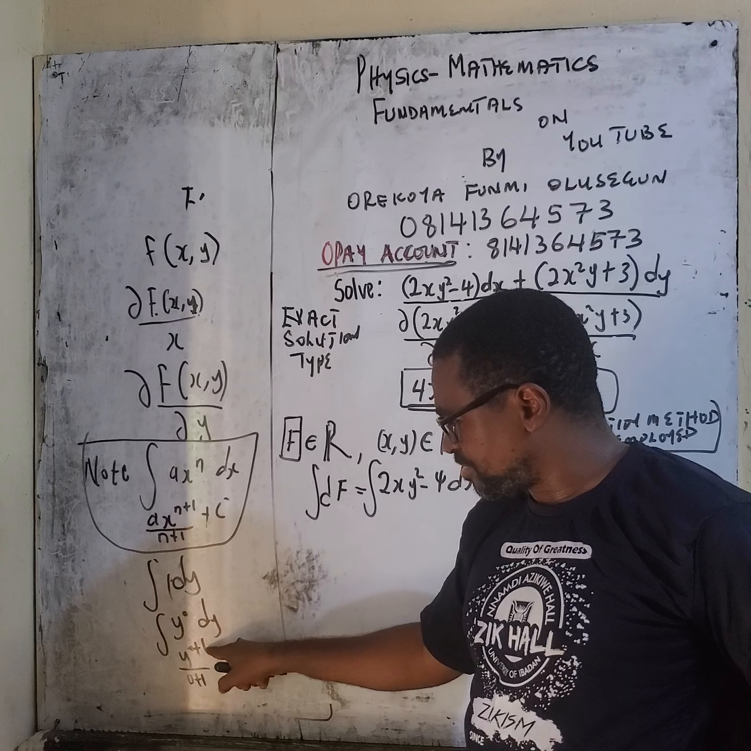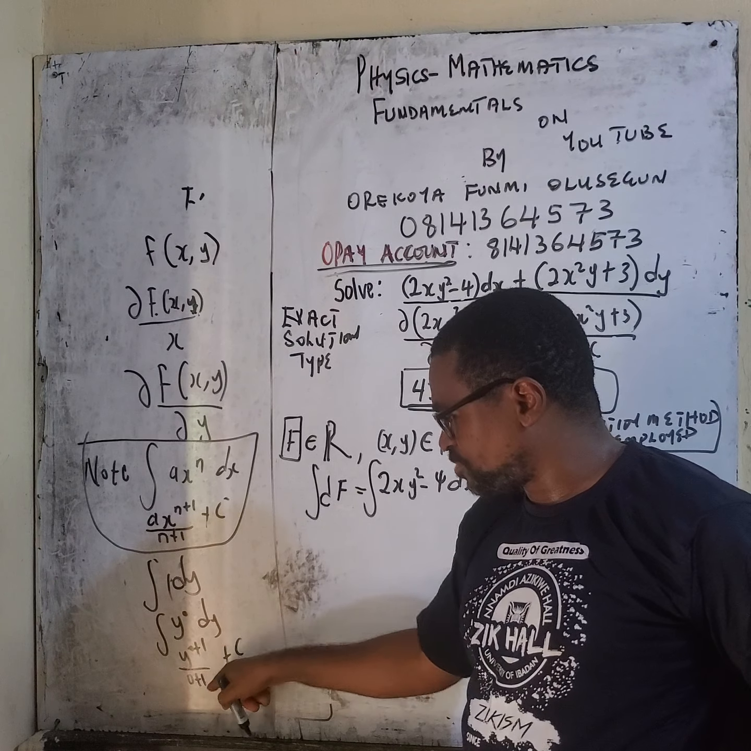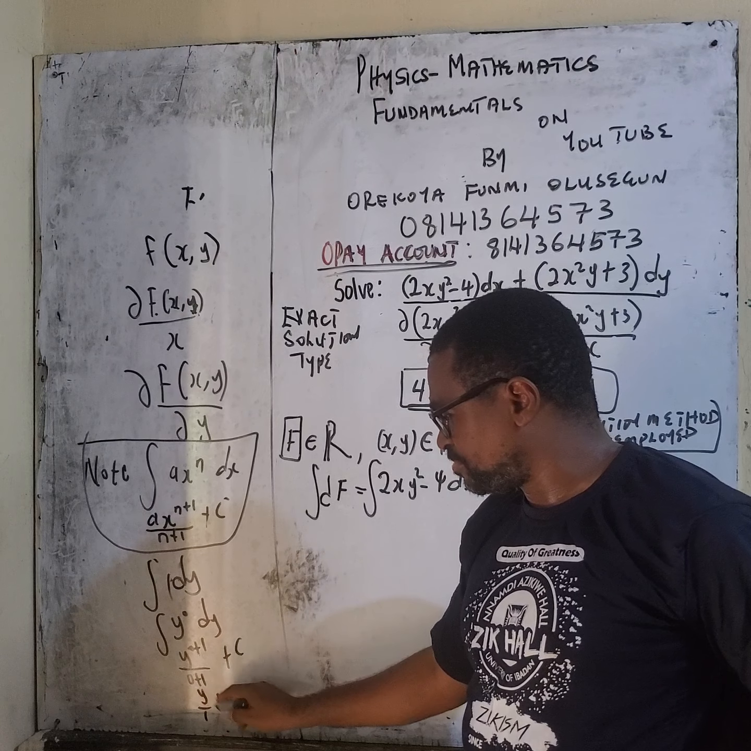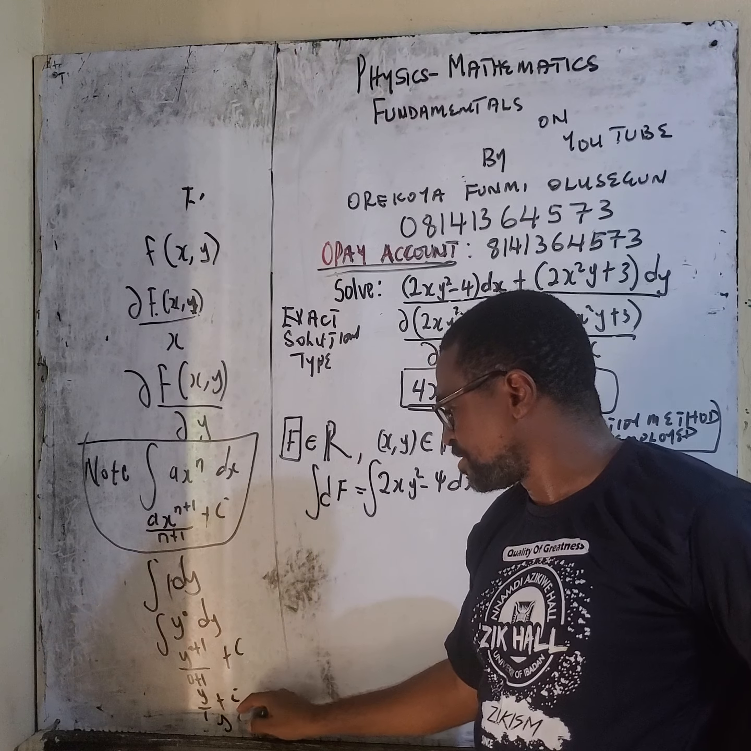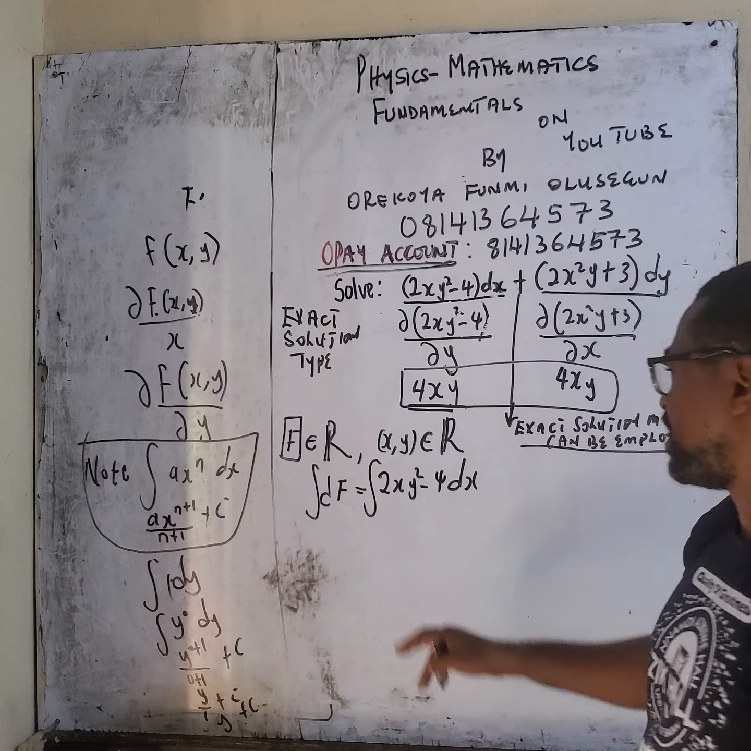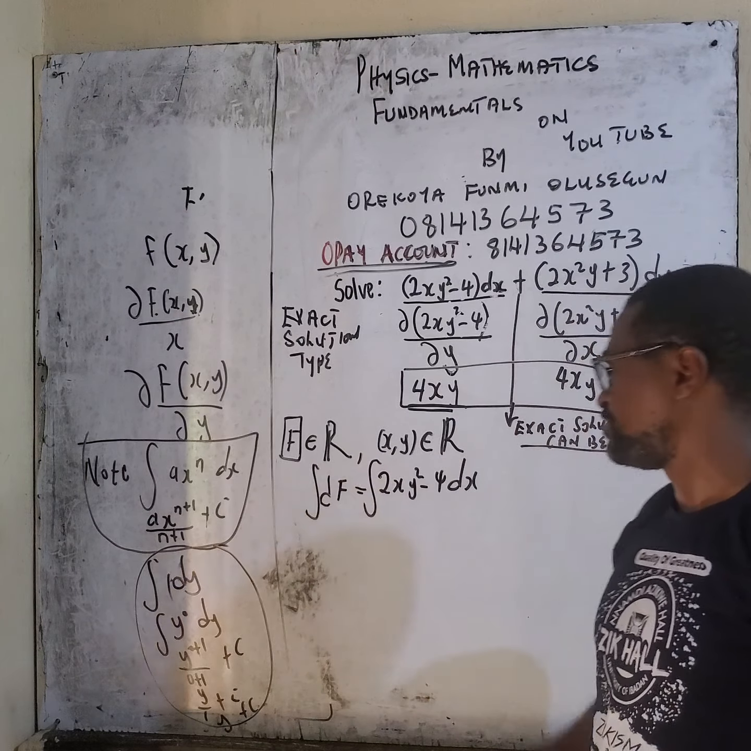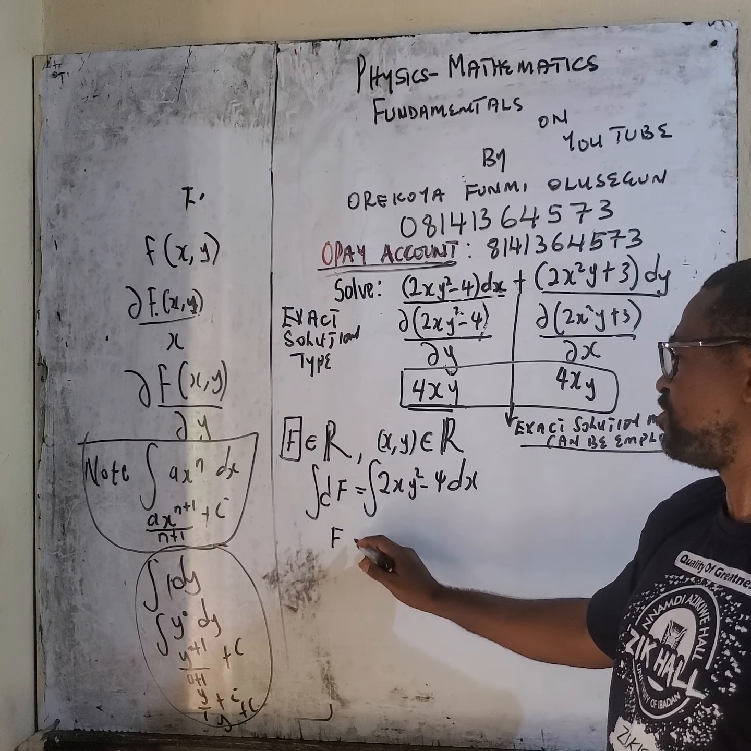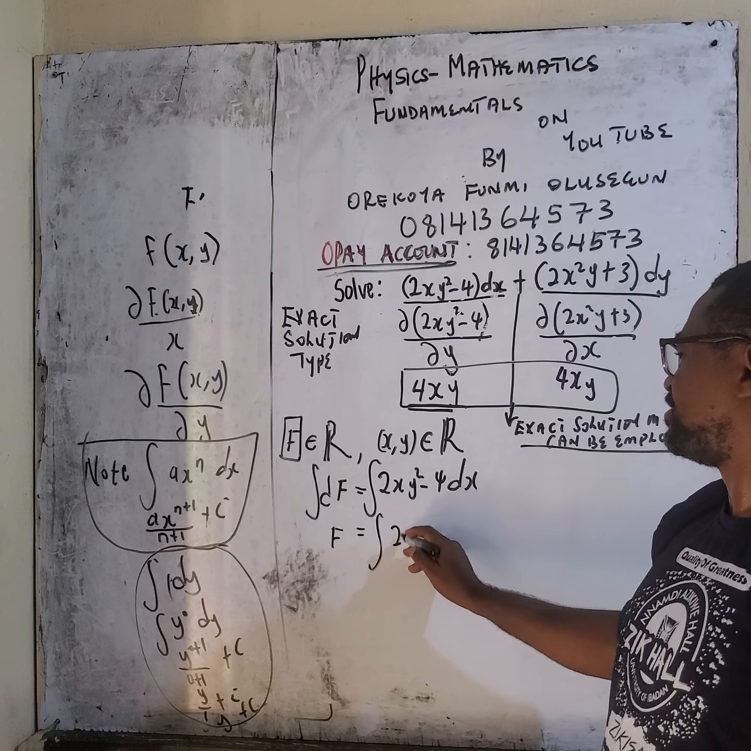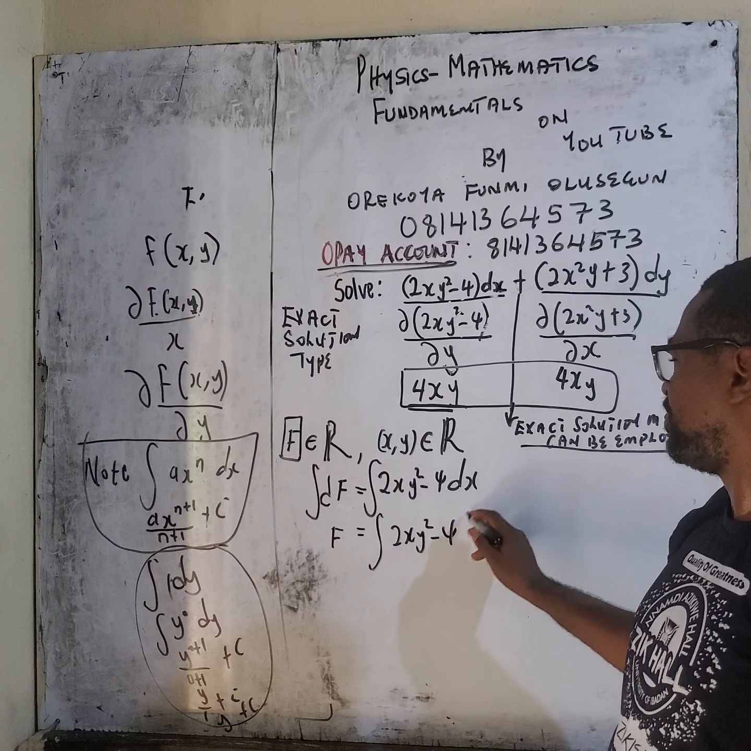So 0 plus 1 is 1. So you have y over 1 plus c, which is the same as y plus c. So in a nutshell, when you are integrating, using this idea that I put forward here, the f will give us f. So this one will be f, the integral of 2xy squared minus 4 dx.